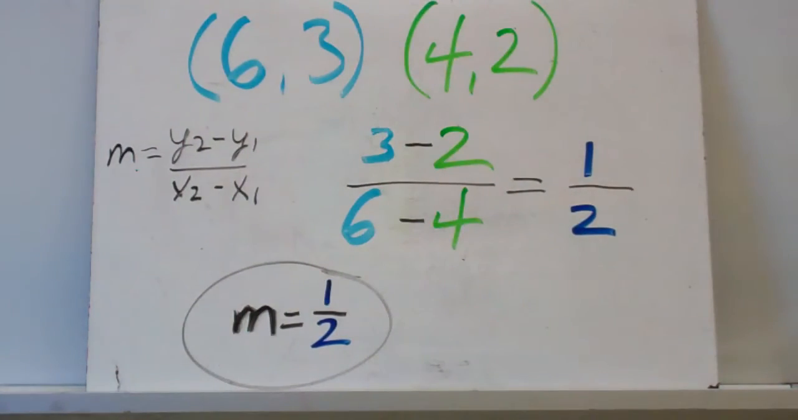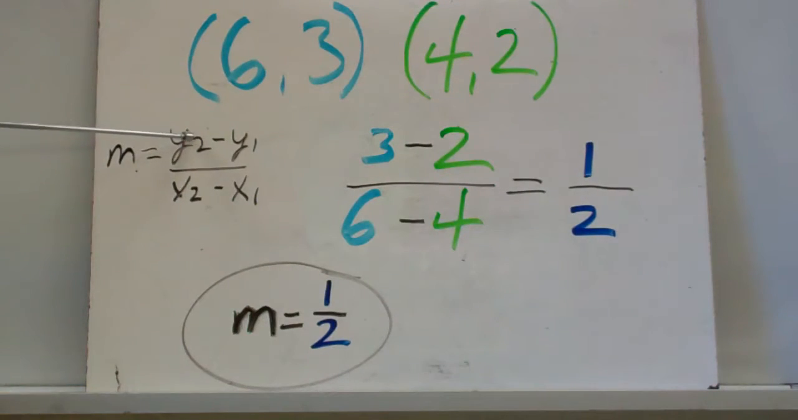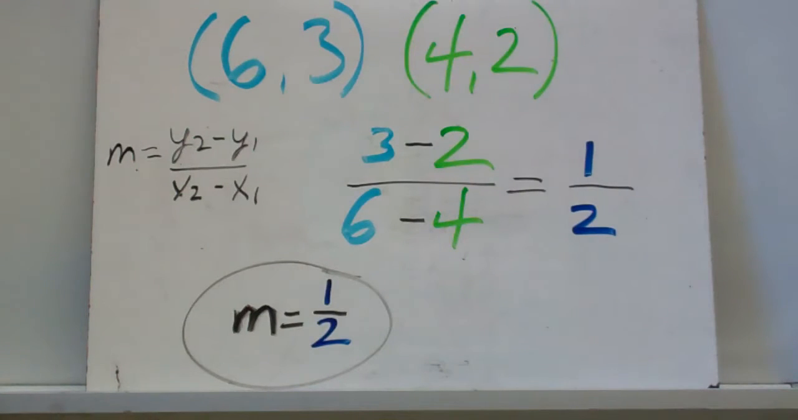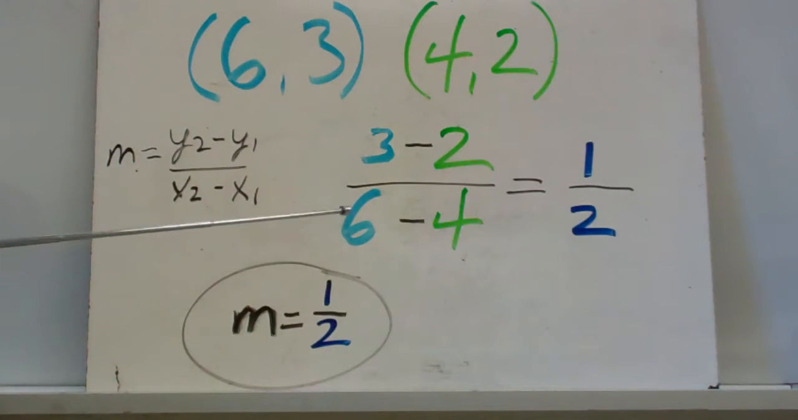So our first example, we have 6, 3 and 4, 2. And we have a reminder of our formula here, which is, again, y2 minus y1 over x2 minus x1. So we choose one point at random, it doesn't matter which, to be x2 and y2. So we're going to take the y value from this first point here, the blue point, and that is going to go right there. And then its corresponding x value will go underneath it.